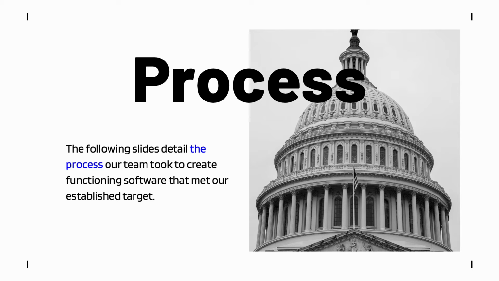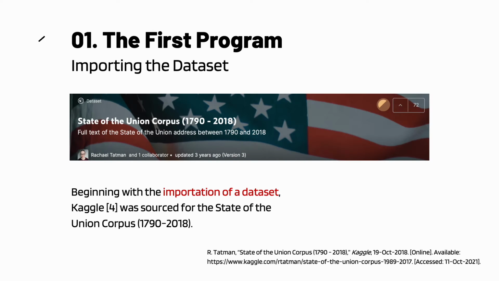Now that we have discussed what sentiment analysis actually is and gone over the target or goal that our team set for our project, we will now discuss the process we went through to achieve that target or goal. The first part of our process was to actually find a data set to use. To do this, we used a very popular website called Kaggle.